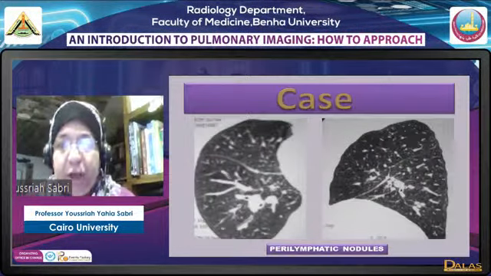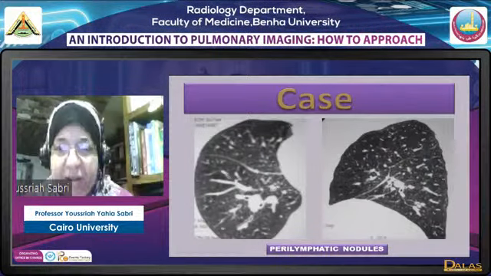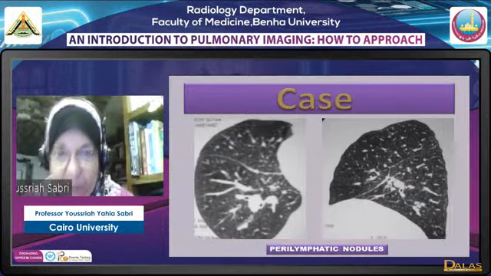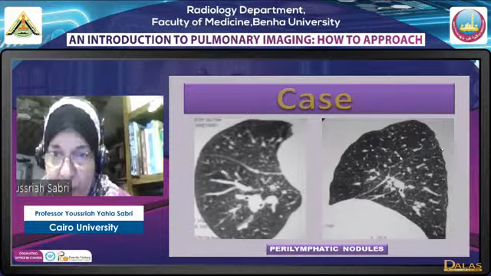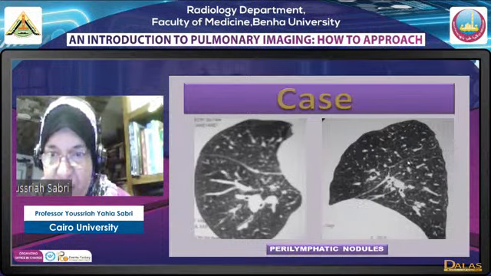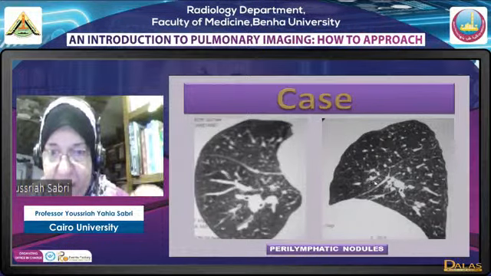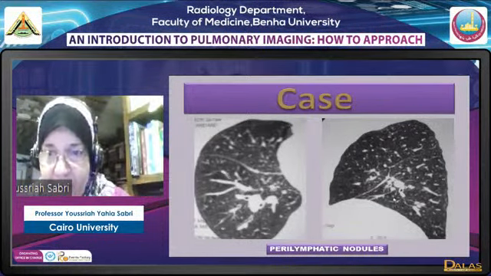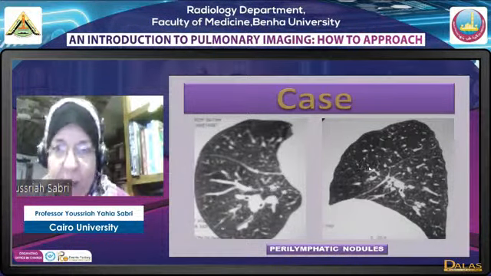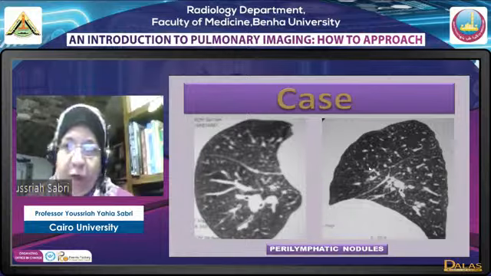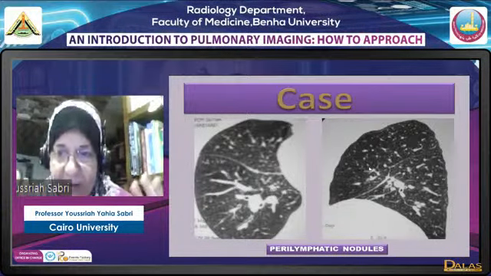Now, the third pattern of micronodules is a perilymphatic distribution. That means these nodules follow the pattern of the lymphatics. So they are seen subpleural, as you can see here. They cause beading and thickening of the fissure. This fissure is thickened and beaded. They are also seen centrilobular because we have lymphatics centrilobular. How can I differentiate this from centrilobular? Only by looking at the fissure.